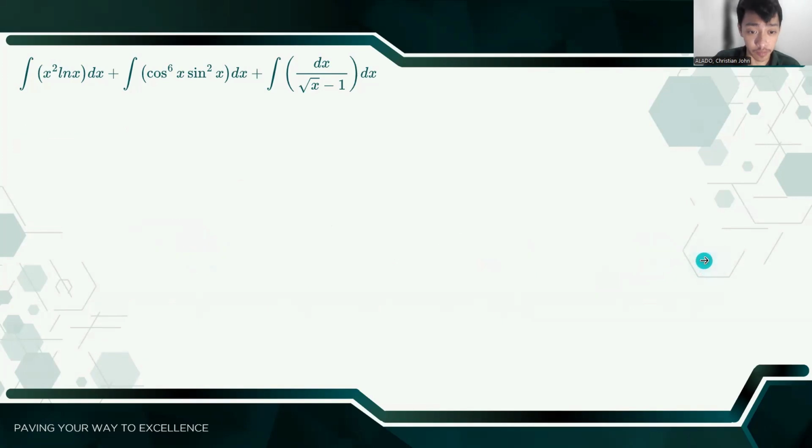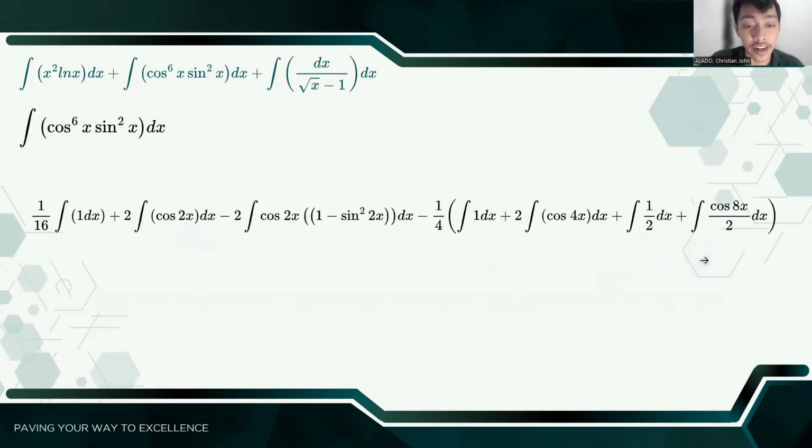And for our next term, we have cos 2x. We distribute that to 1 minus sine squared 2x. We get cos 2x minus cos 2x sine squared 2x. And with that, we can apply a basic integration formula for our sine squared 2x. And we have 1/4 integral of 1 dx, as we know again, that's x. And for plus 2 integral of cos 4x dx, we can just apply power rule.